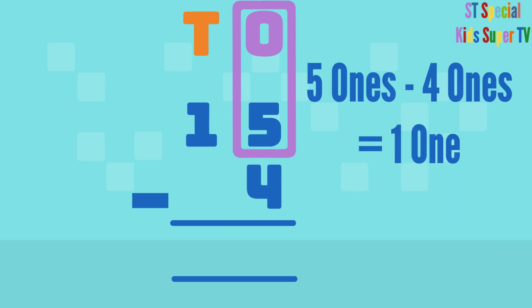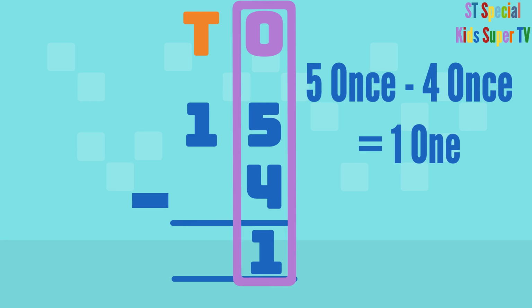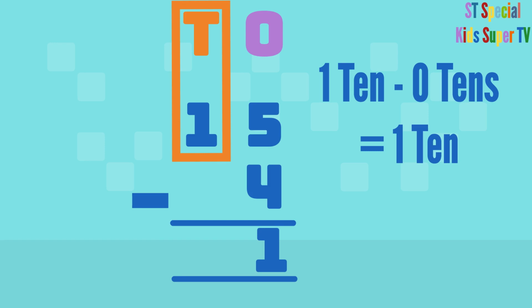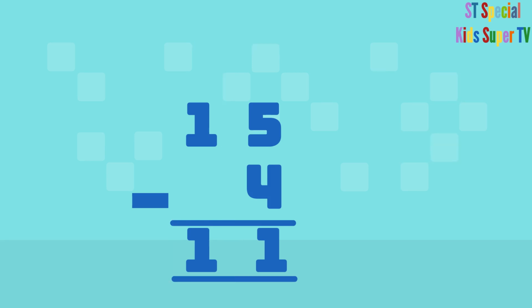So 5 ones minus 4 ones equals 1 one. You write the 1 under the ones column. We then solve the tens column. 1 ten minus 0 tens equals 1 ten. So you write the 1 under the tens column. That means 15 minus 4 equals 11.